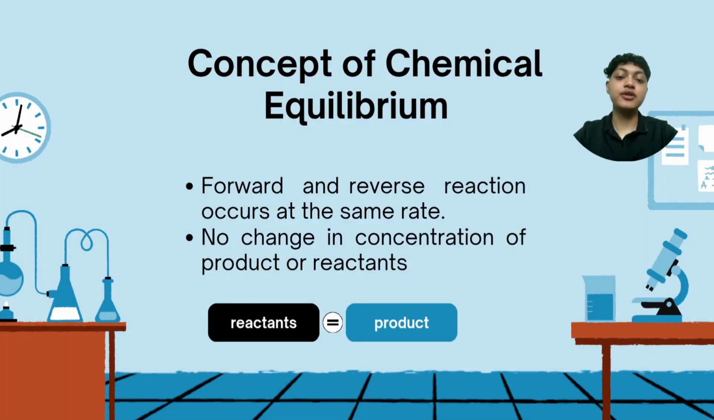So let's move on to the concept of chemical equilibrium. Chemical equilibrium is when the forward and reverse reactions occur at the same rate. There is no change in the concentration of product or reactant. So we can say that in chemical equilibrium, a reversible reaction occurs.